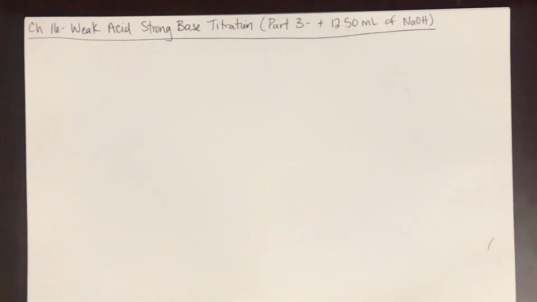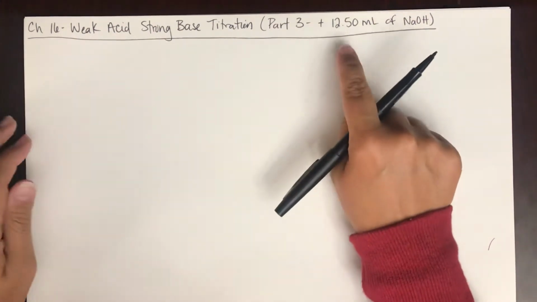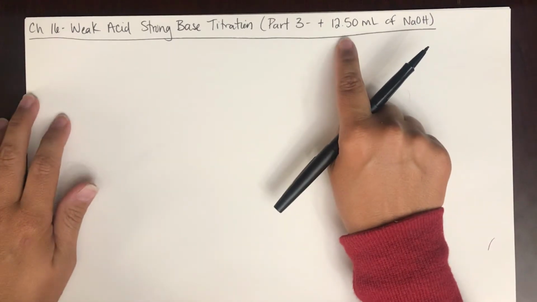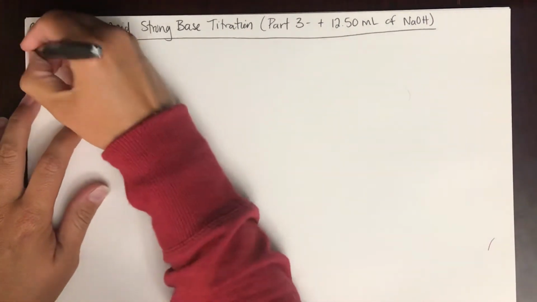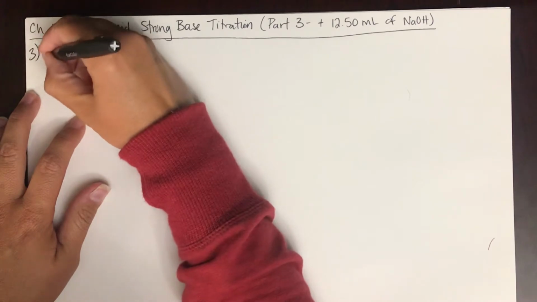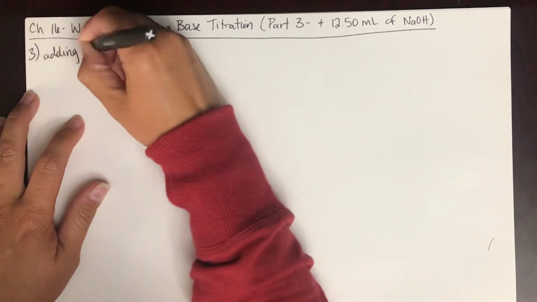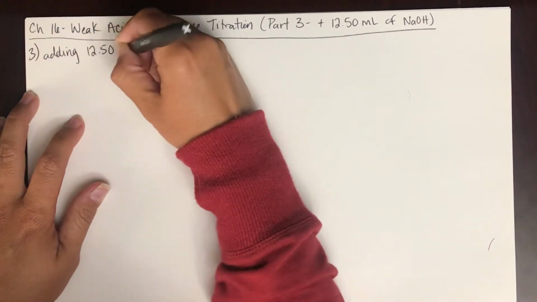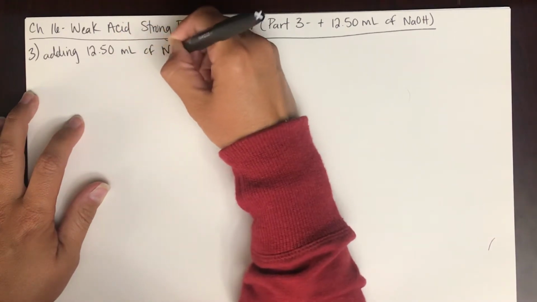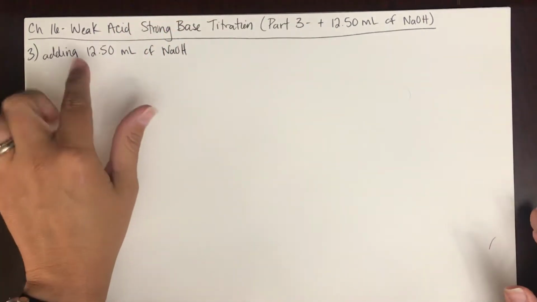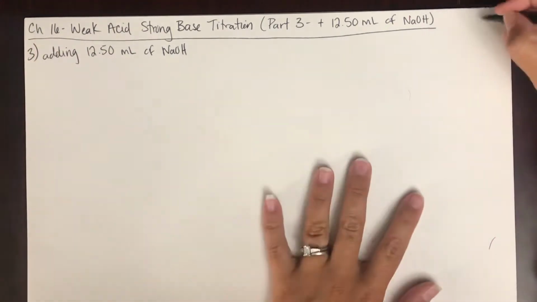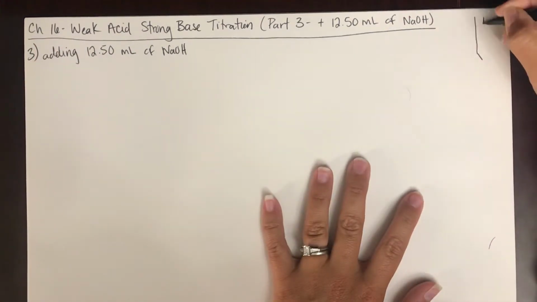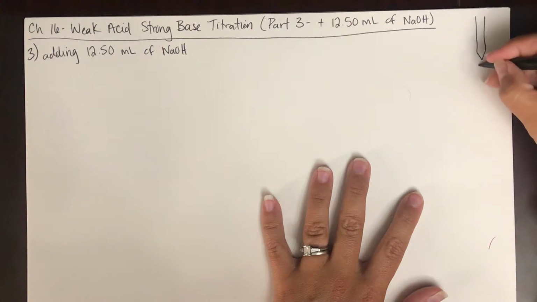Titration curve part 3. Part 3 of this question said: what would be the pH after adding 12.5 milliliters of sodium hydroxide. So now that's what we're going to do. Adding 12.50 milliliters of sodium hydroxide. This is from adding 12.5 total milliliters of sodium hydroxide. This isn't 12.5 more milliliters of sodium hydroxide from part 2.